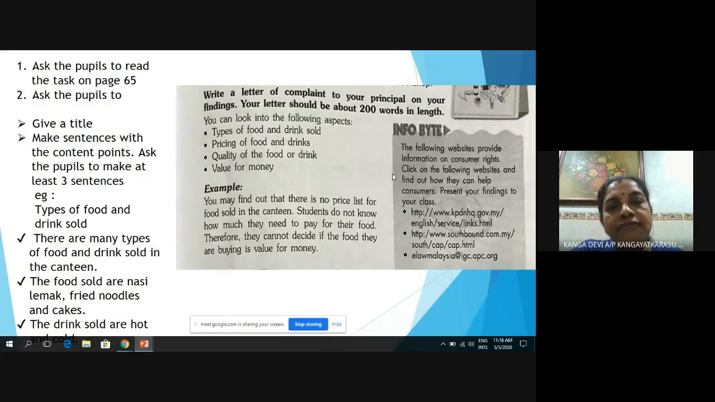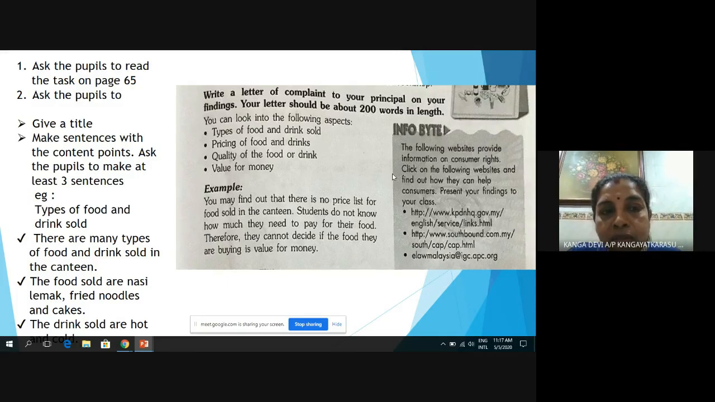They look at food, drinks, and they might get the idea of the canteen, because at the end below that there's an example. You may find out there's no price list for food sold in the canteen. So they might get the idea there. Then make sentences with the content points. Ask the pupils to make at least 3 sentences.